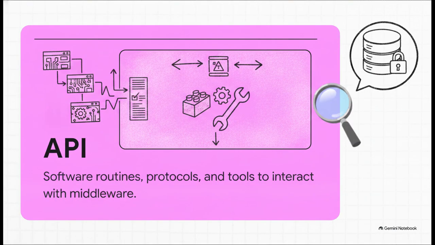Now, to actually interact with this middleware, programmers use what we call an API, an application programming interface. An API is essentially a set of software routines, protocols, and tools. A really good API provides all the necessary building blocks, so a programmer doesn't have to reinvent the wheel every single time. They just want to pull a simple list of names from a table. They just use generic API commands, and the middleware handles all of the complex database-specific routing behind the scenes.